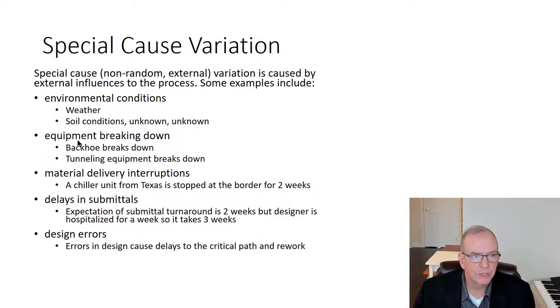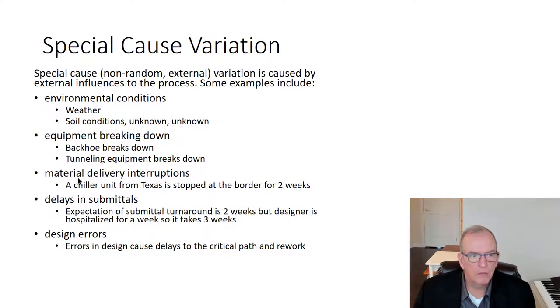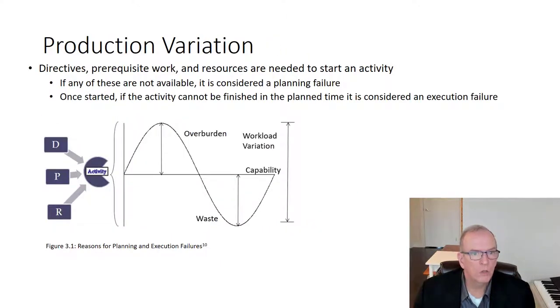Common cause variation falls under these categories. Special cause variations are environmental conditions such as weather, soil conditions, a backhoe breaks down, a chiller unit from Texas is stopped at the border, delays in submittals cause a big turnaround time in our project, design errors. These are special causes. These are more system related internal causes, right? So you can look at the various causes and categorize them, and look at where you can make the most improvements in variation. You can break it down. It gets pretty detailed in this area, but again, I just want to give you an introduction to this.